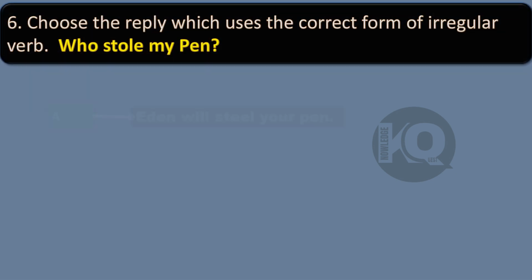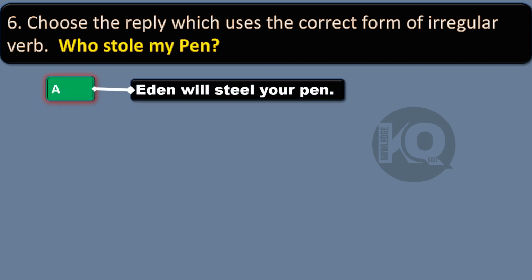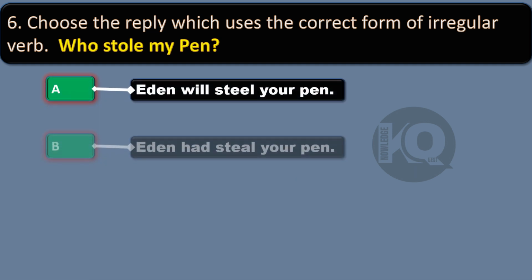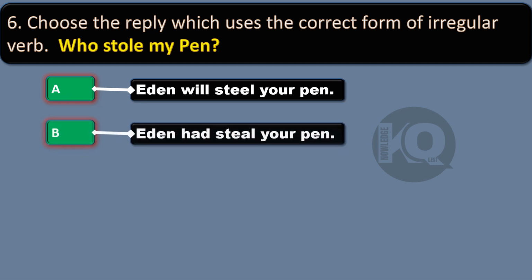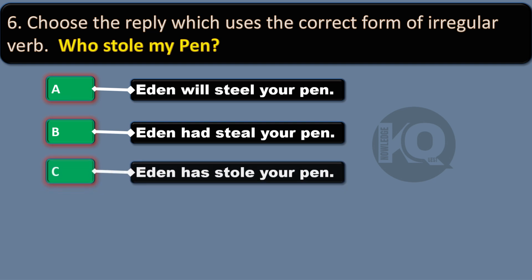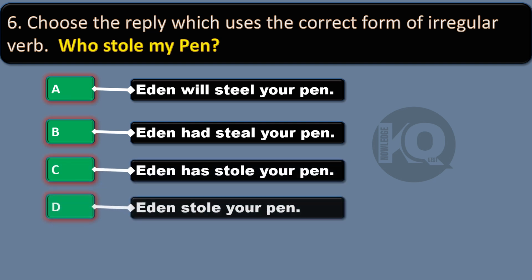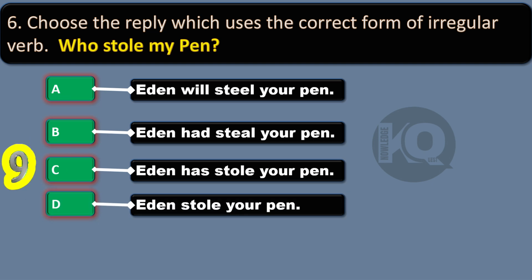Number 6. Choose the reply which uses the correct form of irregular verb. Who stole my pen? A. Aiden will steal your pen. B. Aiden had steal your pen. C. Aiden had stole your pen. D. Aiden stole your pen. The answer is D. Aiden stole your pen.